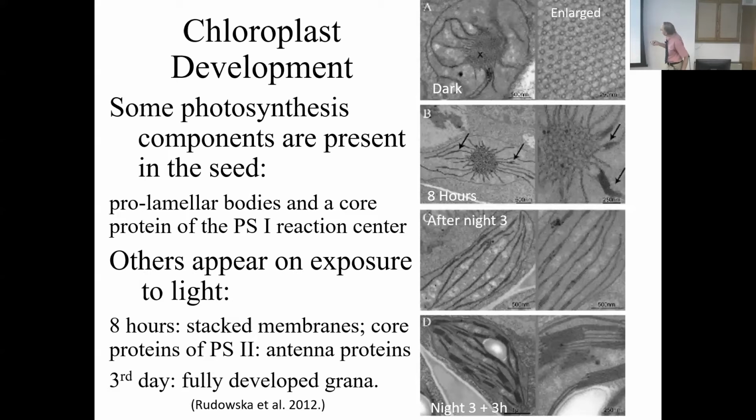And a thorough analysis was done. This is enlarged, just enlargements of each one. And so what we find is that some of the photosynthesis components are actually present in the seed or the seedling, the dark-grown seedling. Others only appear after the light has been turned on or the plants move into the light.